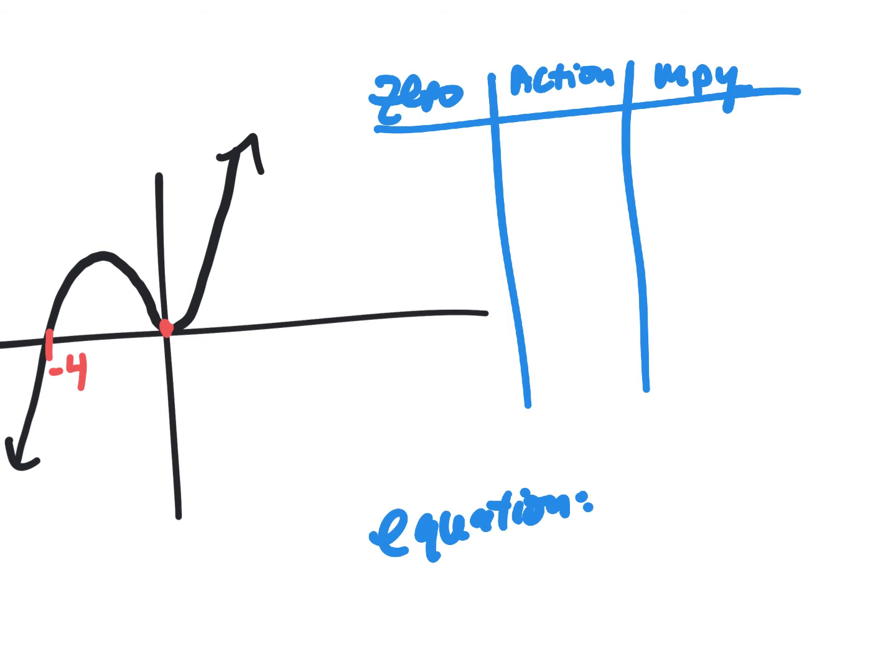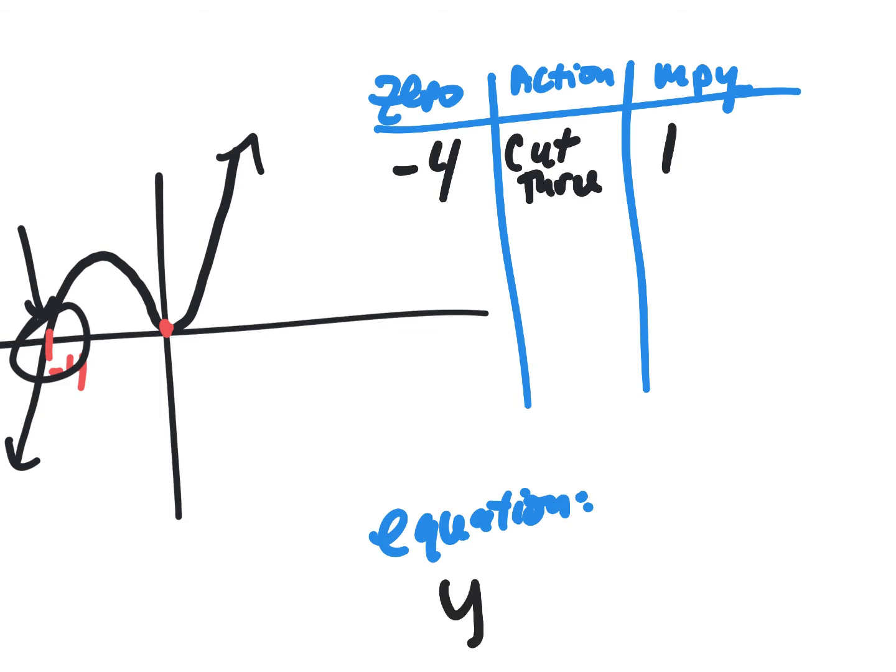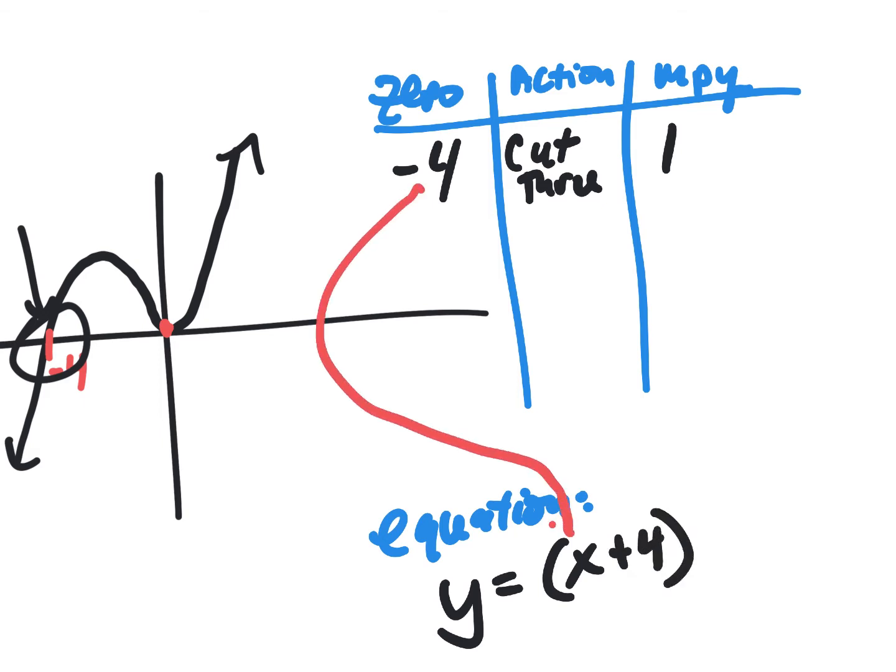All right, so one of the zeros is at -4, and what's the action there? That is just a cut through. And the multiplicity there? Well, if it's just cutting through, it's not doing a fancy little squiggle and it's not bouncing, then it's multiplicity of 1. So in the equation, that looks like this. X plus 4, note, this should make it equal 0 when you put it in there, okay? And it has a multiplicity of 1. That goes right there.